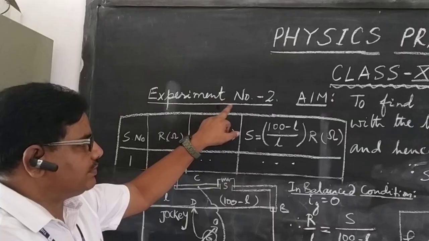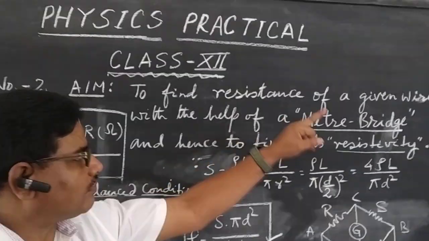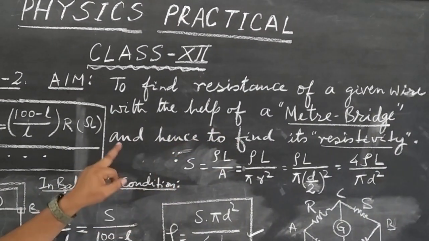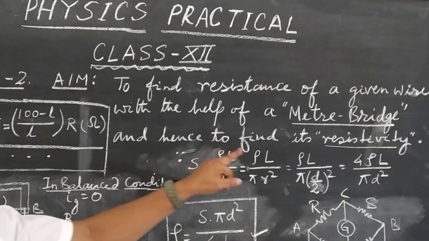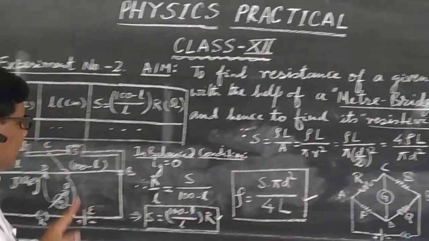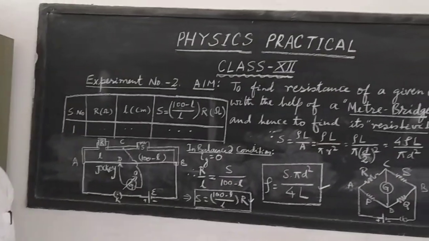This is the second experiment, and its aim is to find the resistance of a given wire with the help of a meter-bridge, and hence to find its resistivity. Now we have to understand what a meter-bridge is, how it looks, and what the principle of the meter-bridge is.